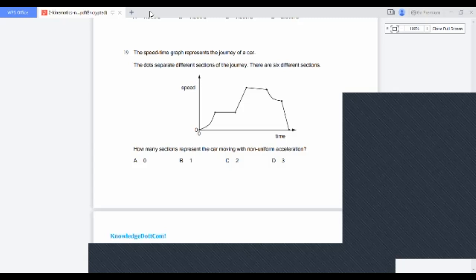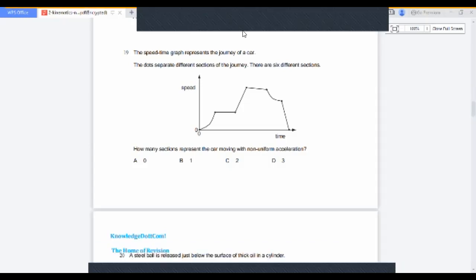Okay, so question number 19 says the speed time graph represents the journey of a car. The dots separate different sections of the journey. There are 6 different sections. So okay, this is section number 1, section number 2, section number 3, section number 4, section number 5, section number 6.